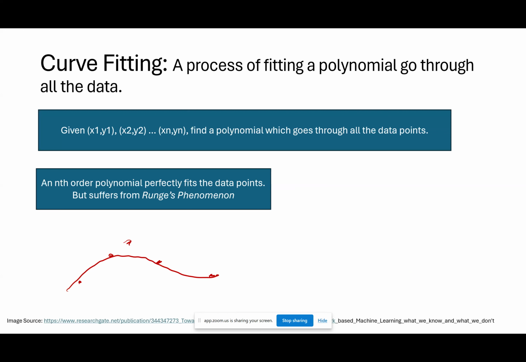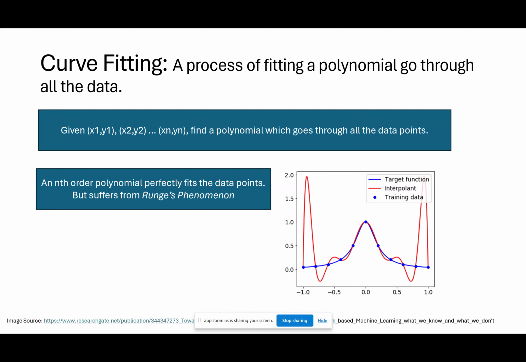Okay, so an nth order polynomial fits the points, but it suffers from Runge's phenomenon. What is it? Runge's phenomenon states that, let's say this is our target function, which is the blue one, and the dots are given as the training data. When you use an nth order polynomial, although it fits through all the points, at the ends there is a wiggly nature. This is the issue with nth order polynomials. That is called Runge's phenomenon.